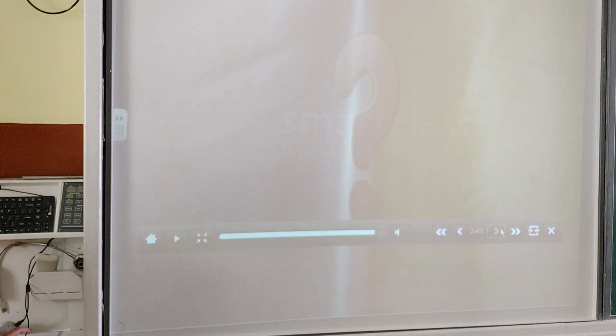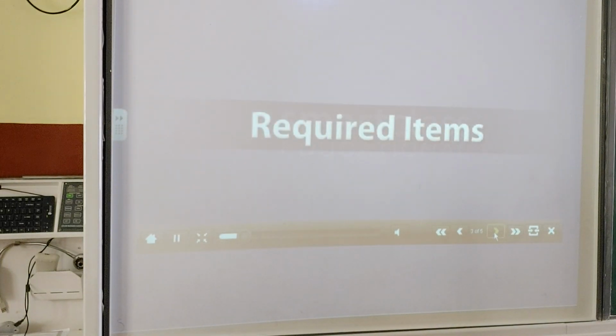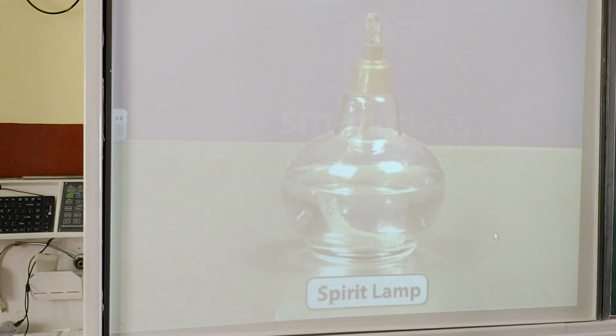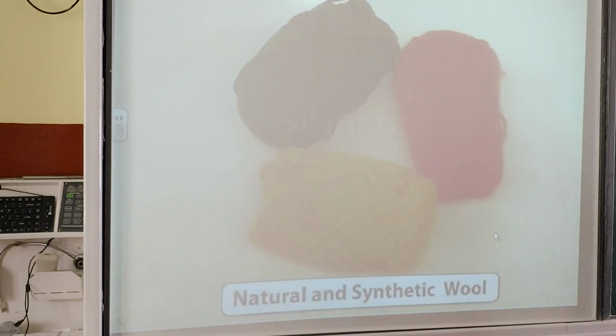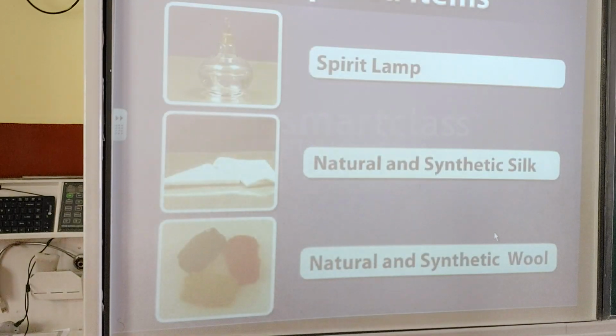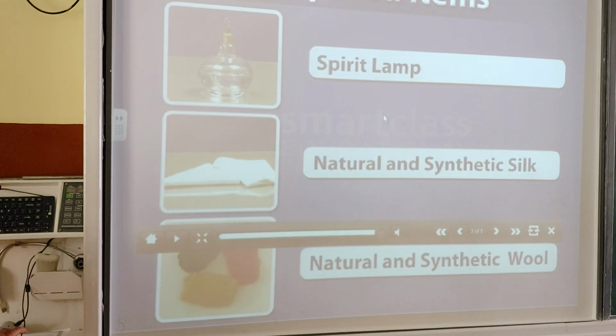So here in this activity you will know which is a natural fiber and which is a synthetic fiber. For this activity, we need a spirit lamp, few pieces of fabrics made of natural and synthetic silk, along with natural and synthetic wool. So what are the things required? Spirit lamp, then natural and synthetic silk, natural and synthetic wool.